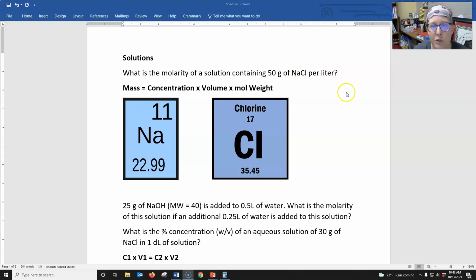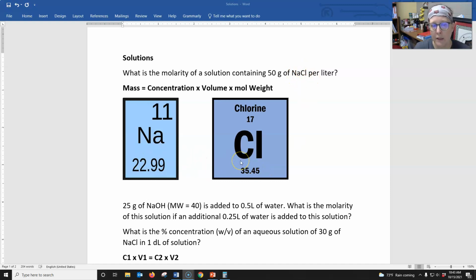The formula that you want is mass equals concentration times volume times molecular weight. Sometimes the question will give you the molecular weight, or it won't give you the molecular weight of the molecule or of each atom, depending. If you look in the table of the elements, it's the bigger number. This is the atomic number, this is the atomic weight, and the molecular weight would be these added up. Since we have one atom of sodium and one of chloride, we would add these up.